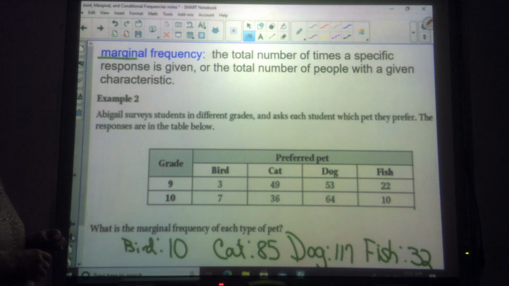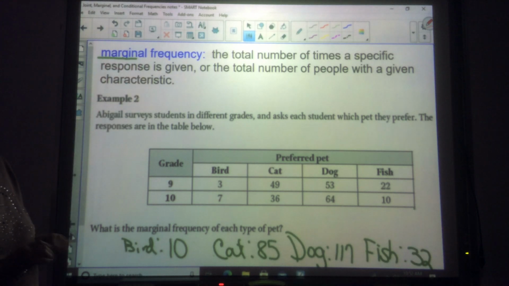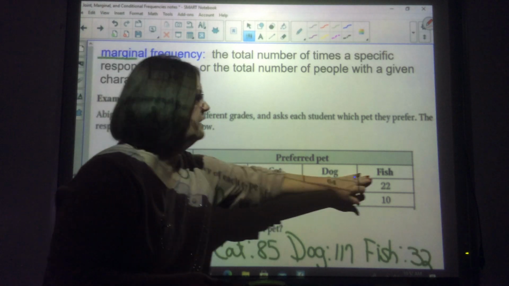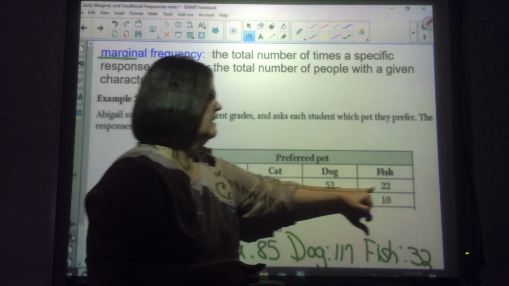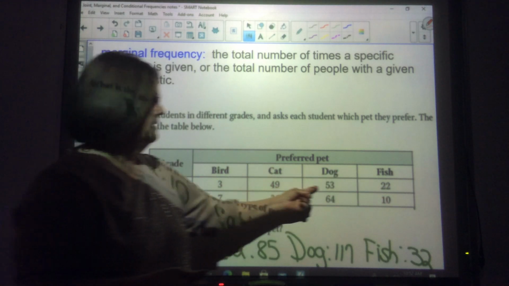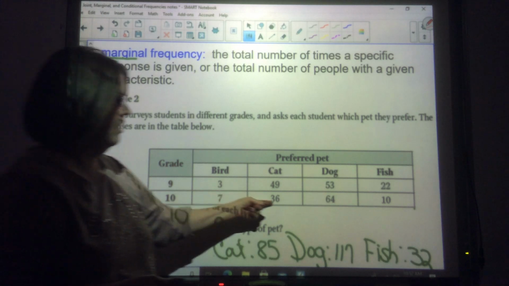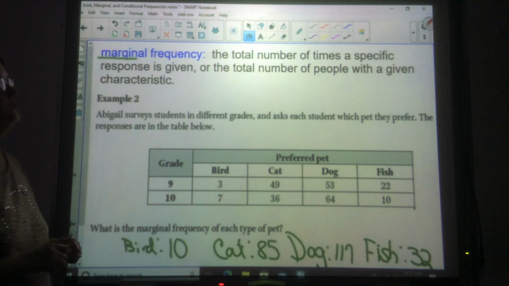Okay. Marginal frequency. It means exactly what it says. And notice how I've got the word margin underlined. It's just totaling up the margins. It's just totaling up these. Like the marginal frequency of 9th grade, I would add all of these up and get a total over here. Of 10th grade, I would add all these numbers right here and get a total over here. So that's what marginal frequency is.